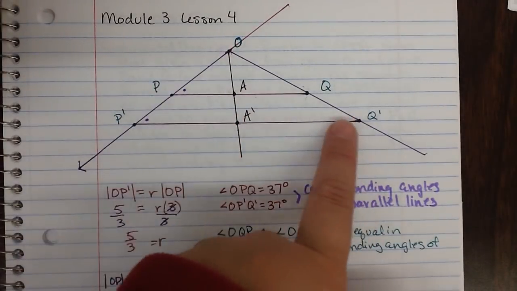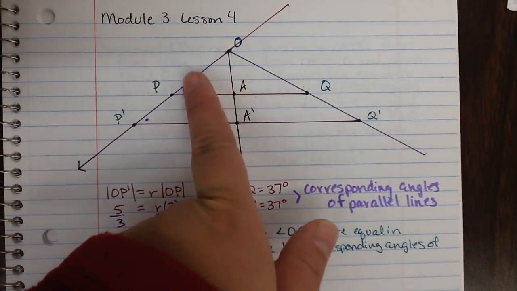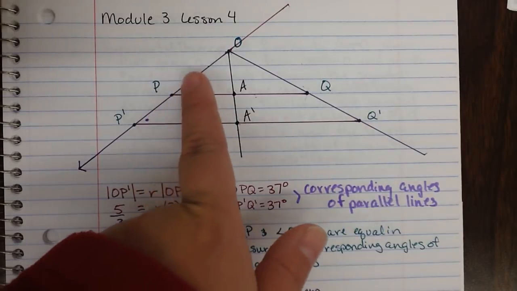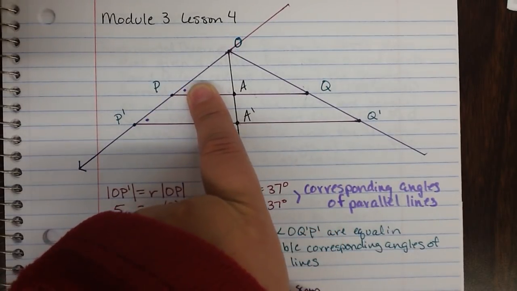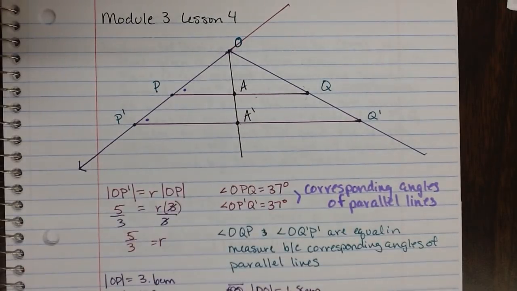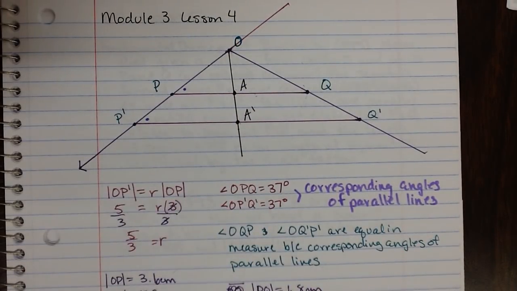So these are parallel lines. Here's my transversal. We knew that these angles were corresponding angles where the dots are, so they're the same angle measure. Okay, our goal today is to show that we can say any two triangles with equal angles are similar. It is what we call the angle-angle criterion for similarity.